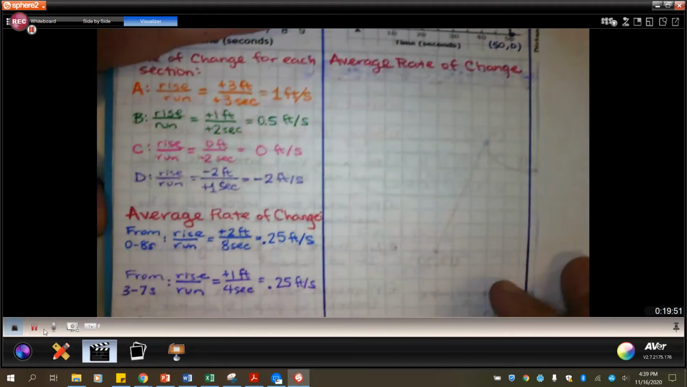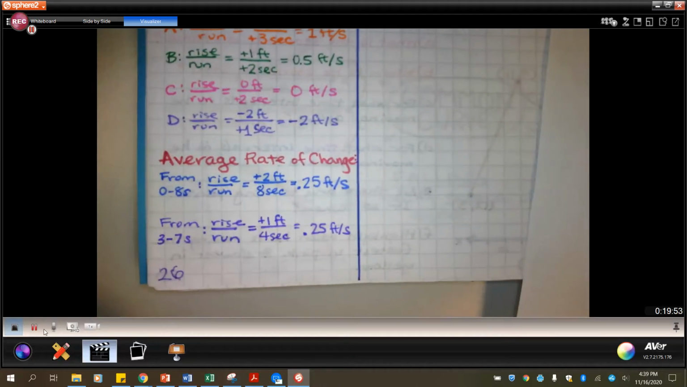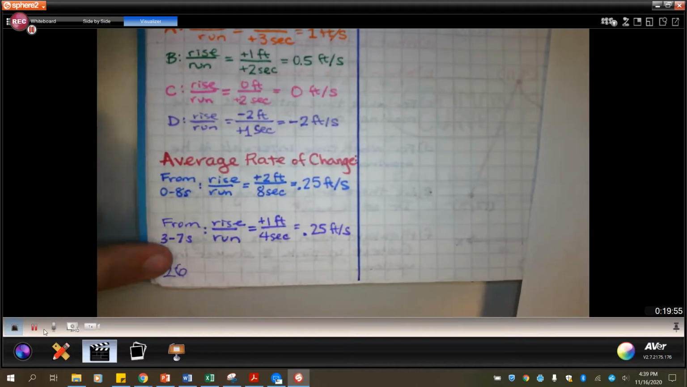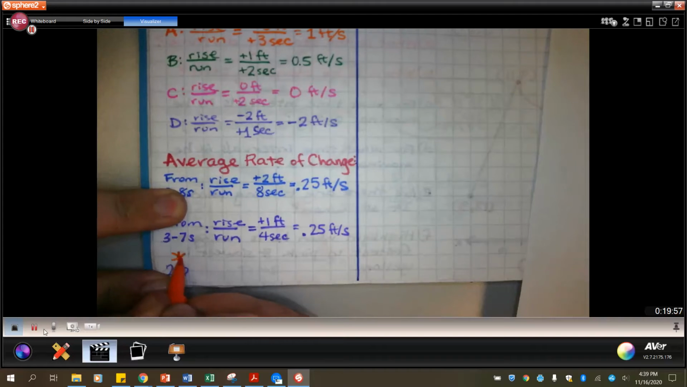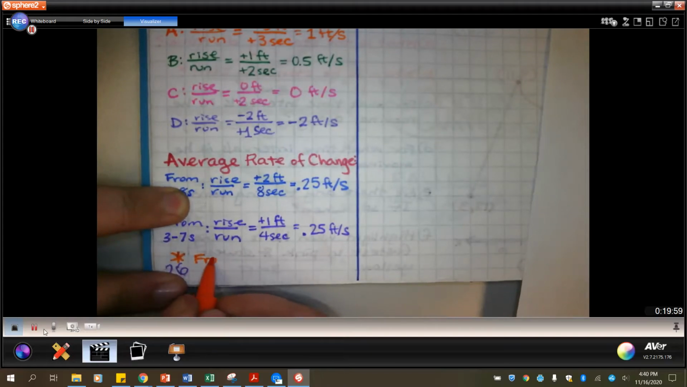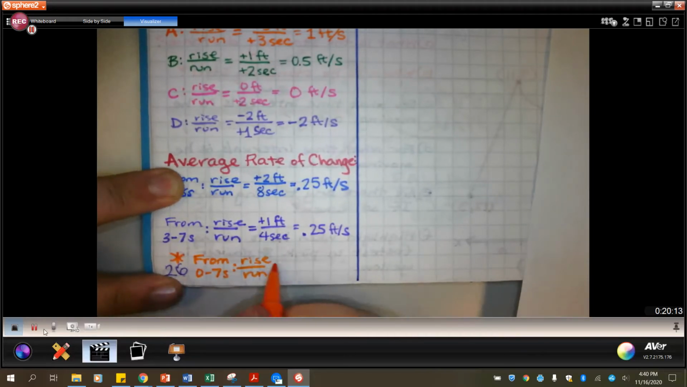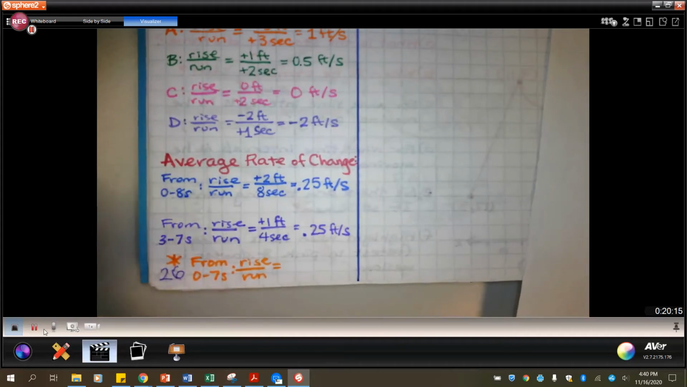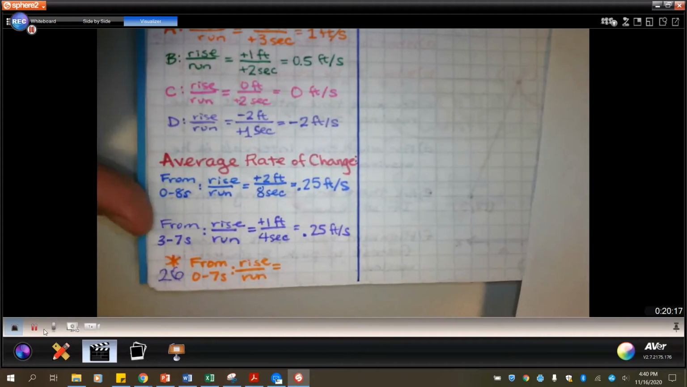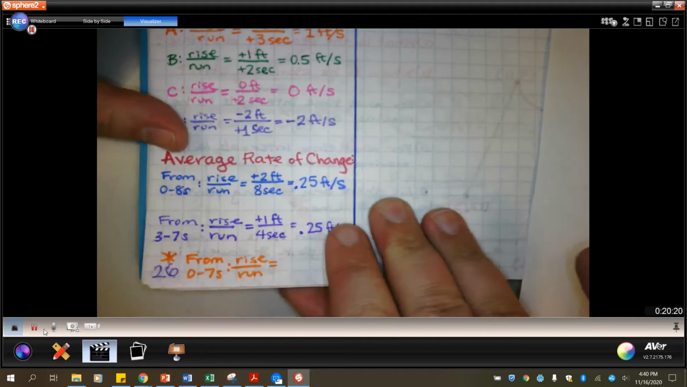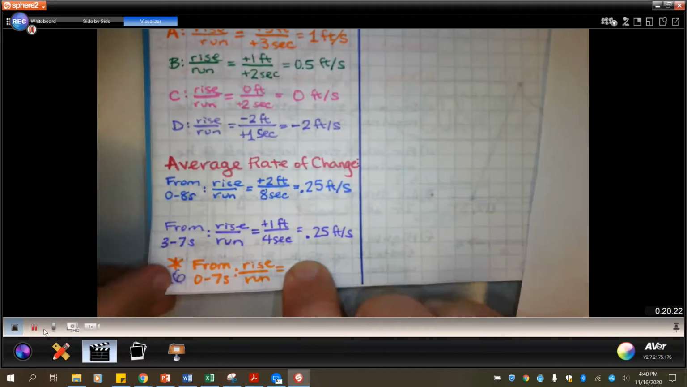Oh, I know. Guys, I have an idea. Why don't you guys find on your own from 0.0 to 2.7 seconds. And it will not be 0.25. Okay, so go ahead and do that one on your own. It will not be 0.25. Okay, sorry guys. In fact, it's probably some weird decimal, but that's okay.